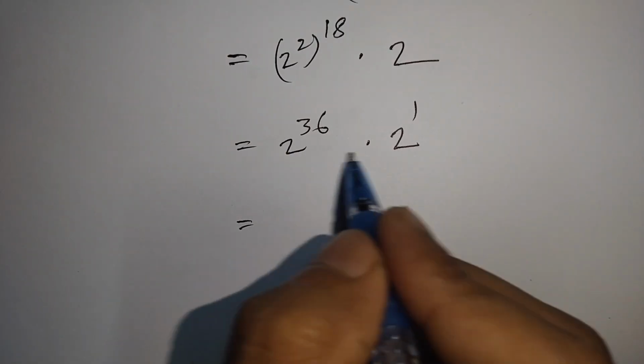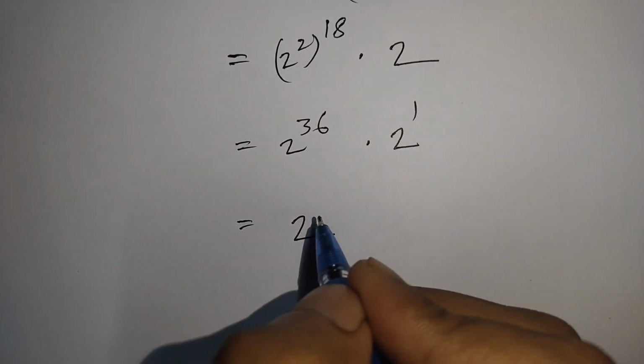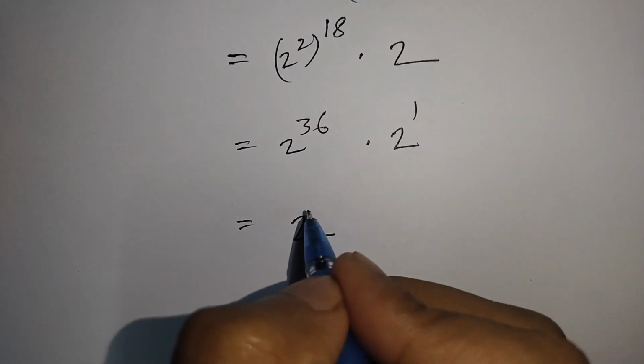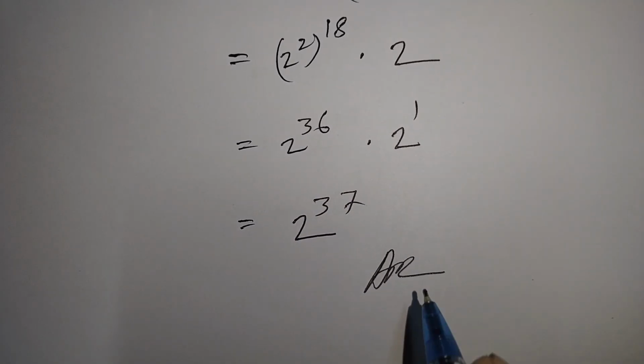Now we see that 2 is the same base but different powers, so you can write here 2 to the power 36 plus 1, that means 37. So 2 to the power 37 is the correct answer.